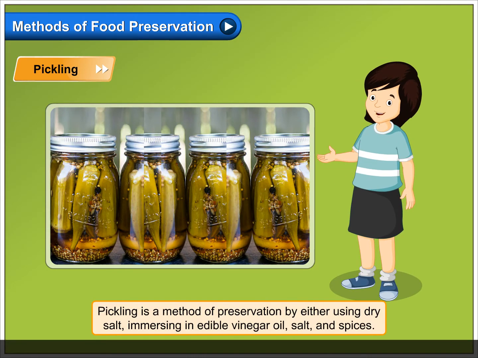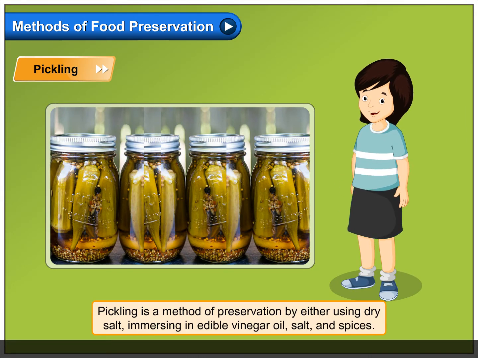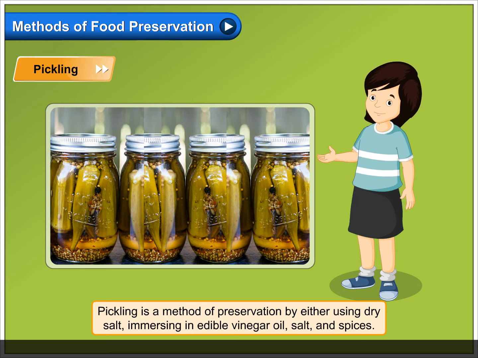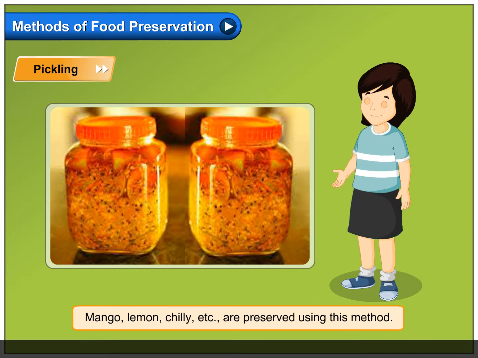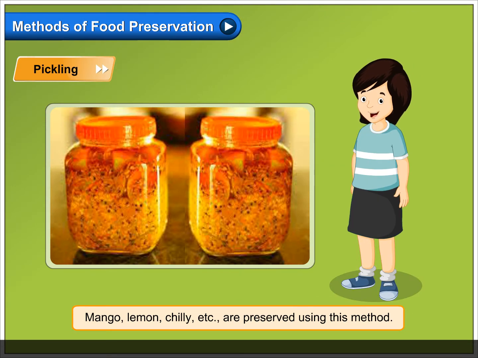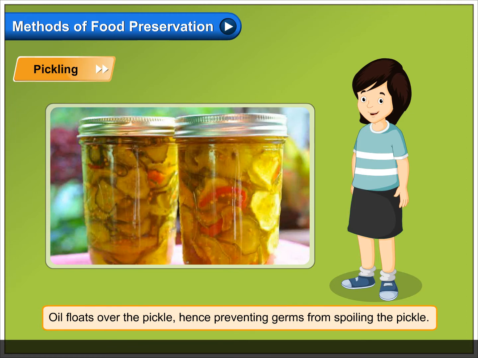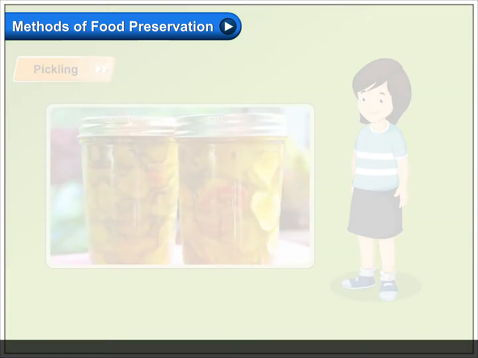Pickling. Pickling is a method of preservation by either using dry salt, immersing in edible vinegar, oil, salt and spices. Mango, lemon, chili, etc. are preserved using this method. Oil floats over the pickle, hence preventing germs from spoiling the pickle.